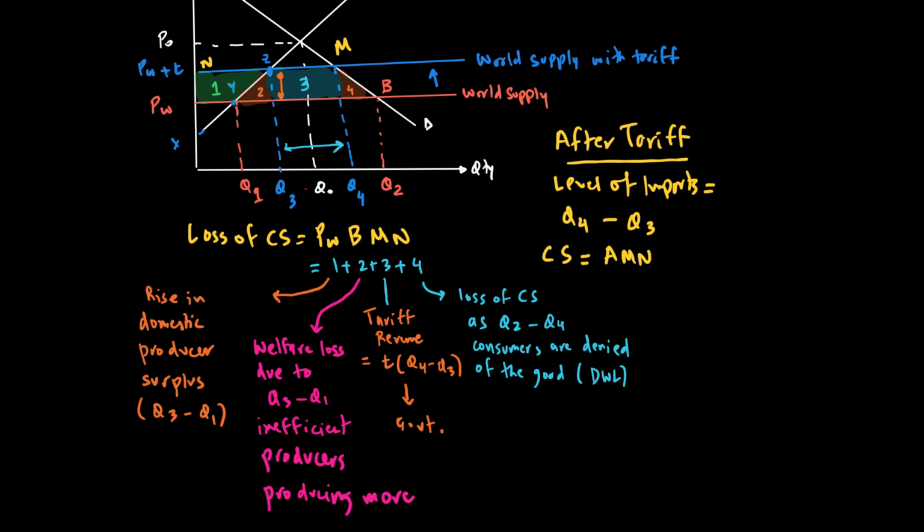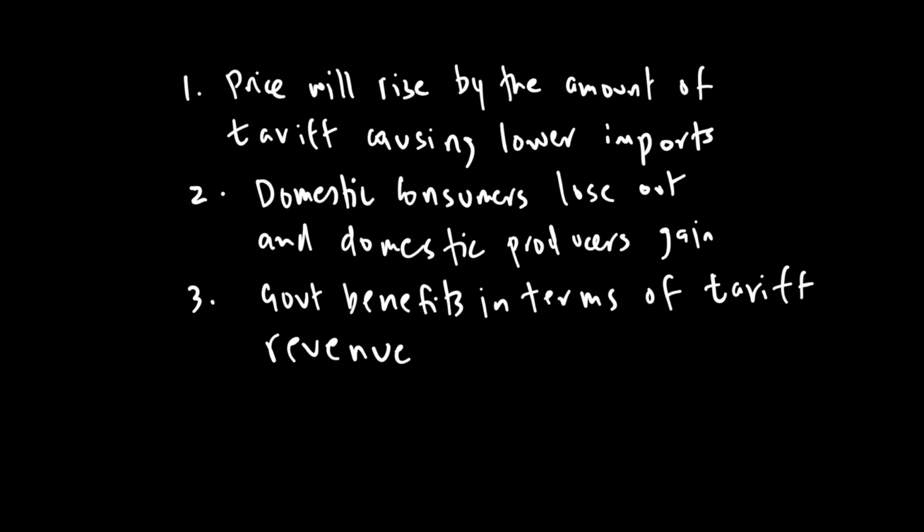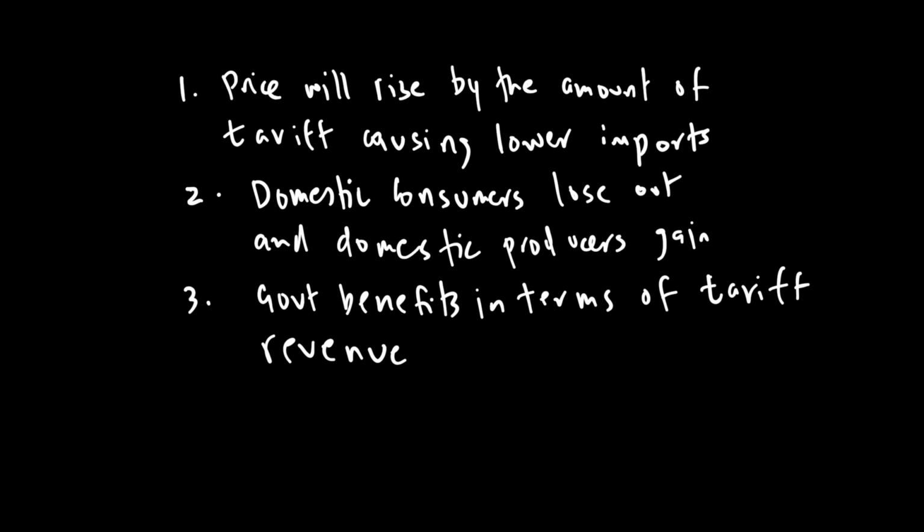So area 2 and 4 are basically what we call deadweight losses, and these are the losses which are not going to anyone. Area 1 is basically not a deadweight loss because domestic producers are pocketing this, and area 3 is being pocketed by the government. So if I quickly write a summary of my tariff, this is what I will write. So the summary could be something like this, where I say the price will rise by the amount of the tariff, causing lower imports. So once you put a tariff, the imports will go down.